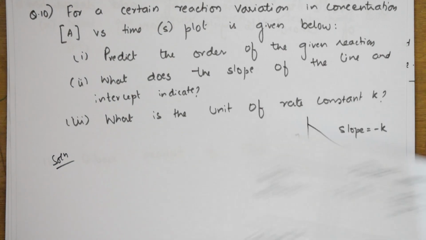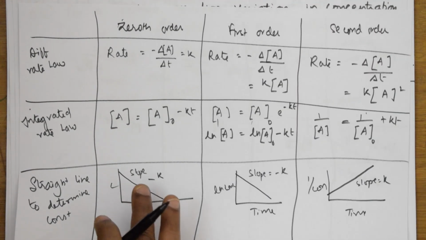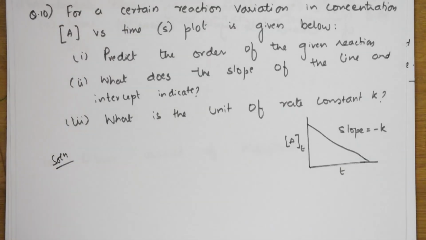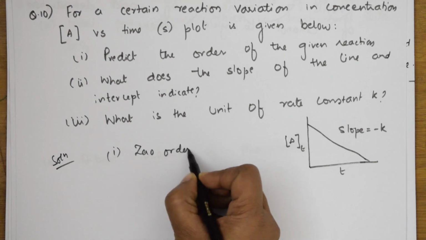Now what do they ask? Predict the order of the reaction. So this graph looks like this, isn't it? When the graph looks like this, what should I write for the order of the reaction? The first one is zero order reaction. Okay, next, zero order reaction.